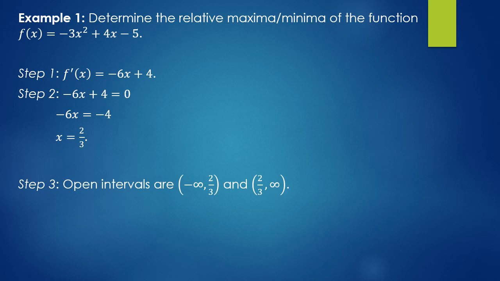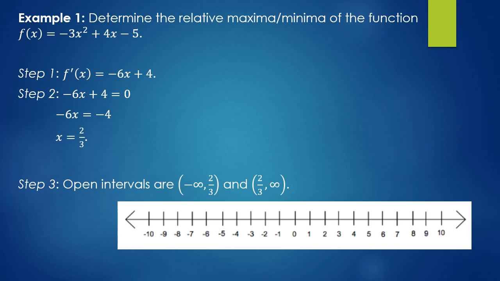So the third step is to determine the open intervals that do not include the point 2/3. So we will start from negative infinity up to positive infinity, but have a break at 2/3. So if we would have the number line, from negative infinity to positive infinity, we have 2/3 right about here. So the intervals that we have are those that are to the left or lesser than 2/3, and those to the right of 2/3, or those that are greater than 2/3. So that's the first interval, and that's the second interval.